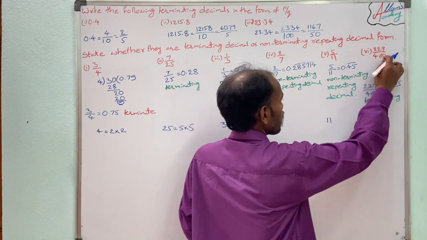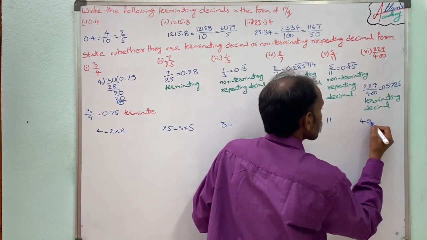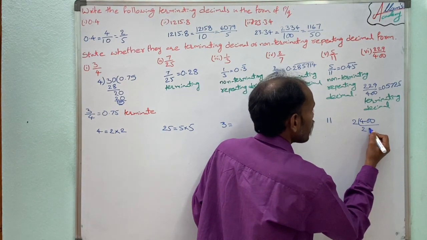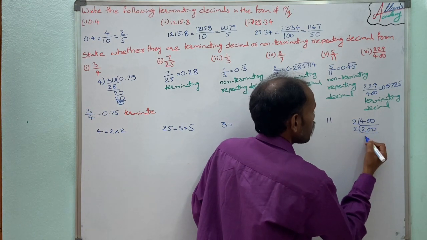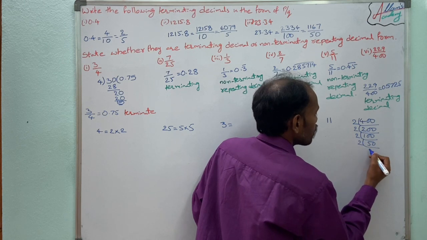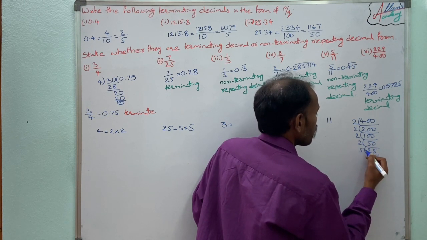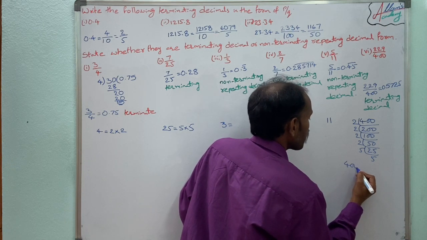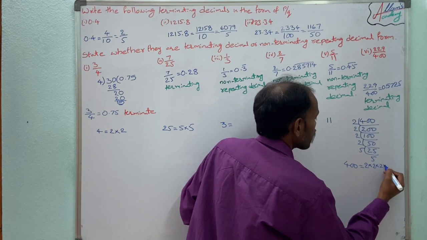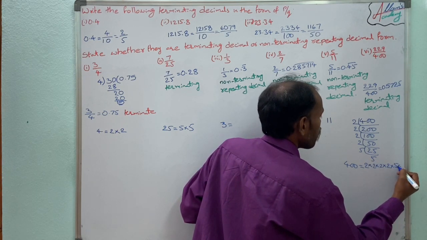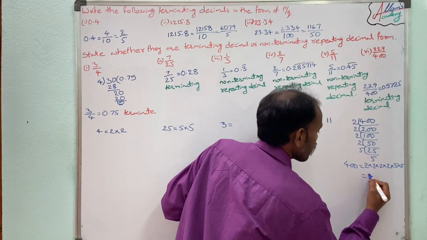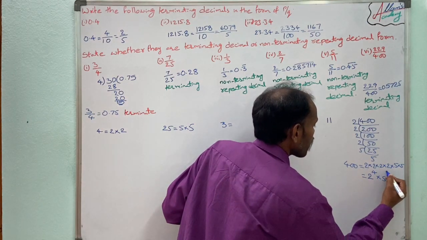Now if we observe the denominator 400, to prime factorize it, we can express it as 2 into 200, then 2 into 100, 2 into 50, 2 into 25, and 5 into 5. So 400 can be expressed as 2 four times and 5 two times. If we write this in exponent form, it is 2 power 4 and 5 power 2.